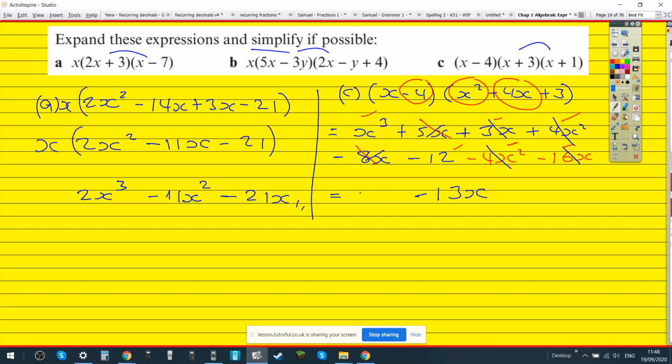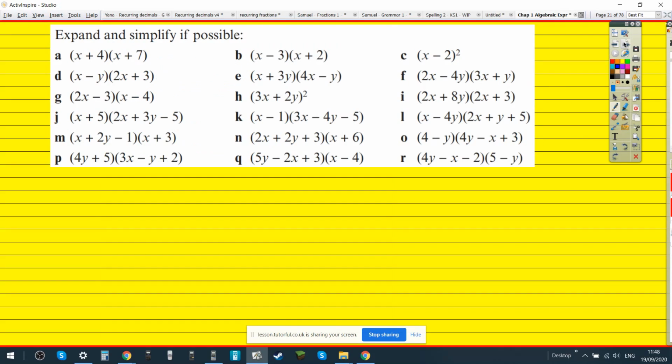x cubed minus 13x minus 12. Okay. That's it. Any questions with that one? Where did the minus 13x in the last question come from? You said 3x minus 16x. Oh, okay. Yeah. So that's that one.